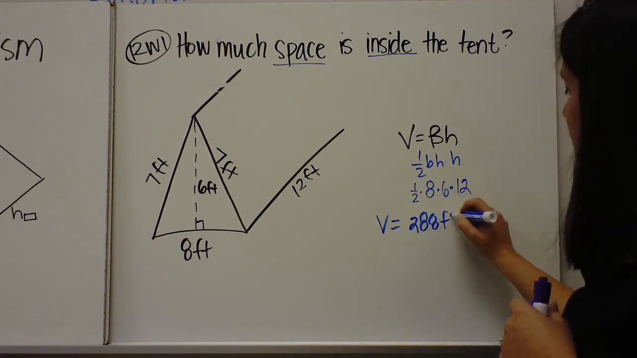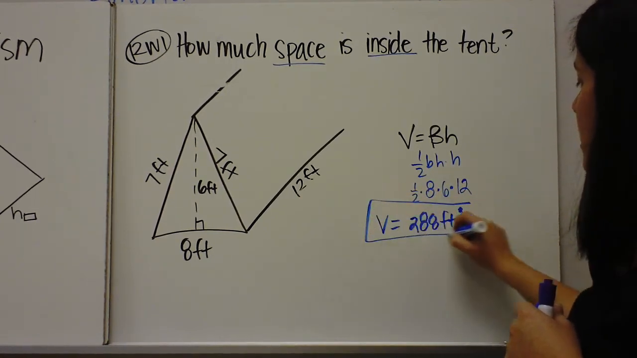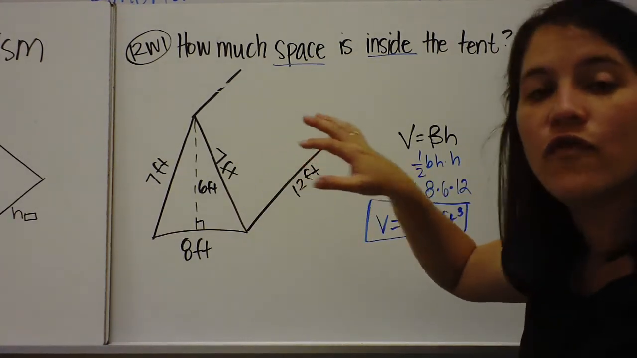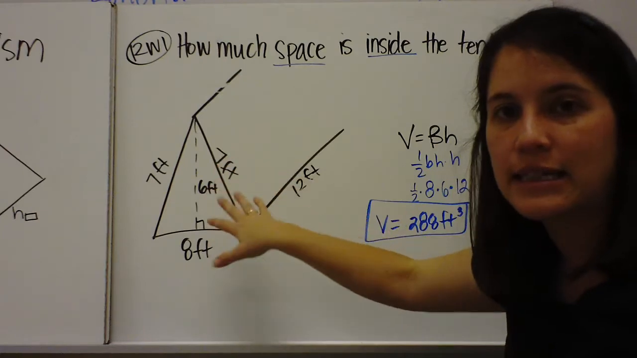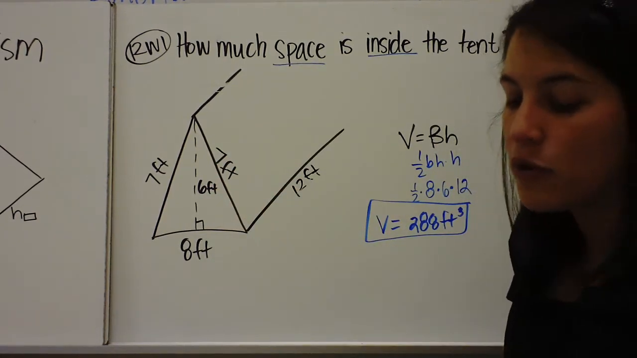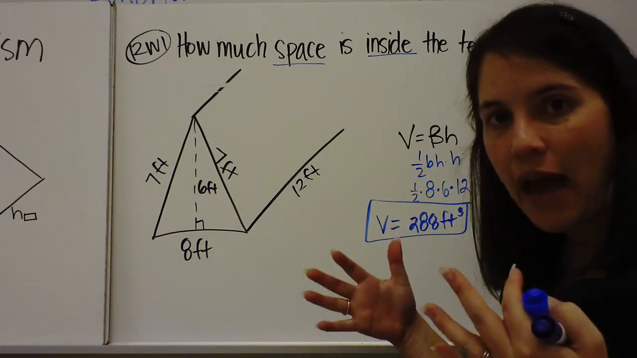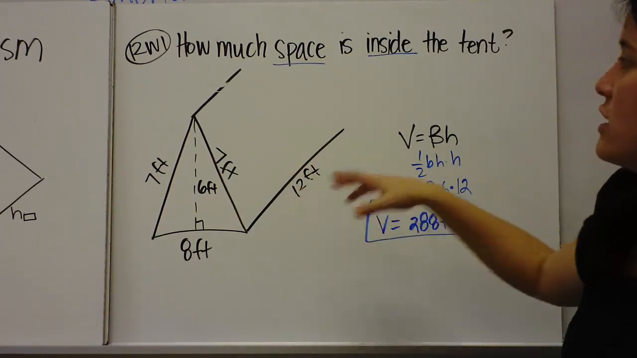288 feet cubed, or cubic feet, and that means you could fit 288 cubic feet of space inside that tent. It'd be really, really crowded if you tried to squeeze that much, because then you fill it to the max, but that's how much space can fit inside that tent.